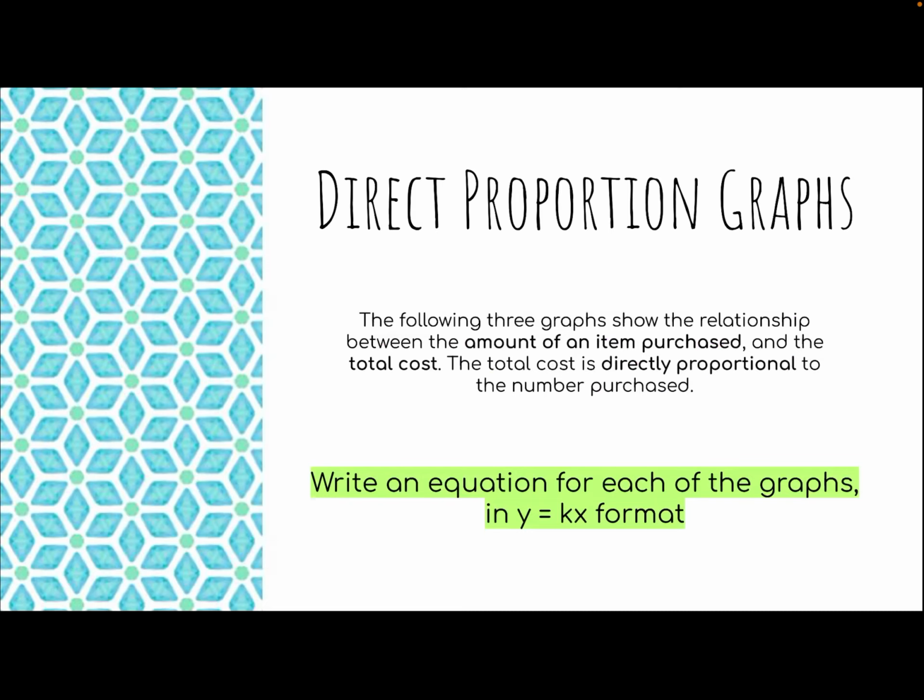So the following 3 graphs show the relationship between the amount of an item purchased and the total cost. The total cost is directly proportional to the number purchased. We're going to practice writing an equation for each of these graphs in y equals kx format.